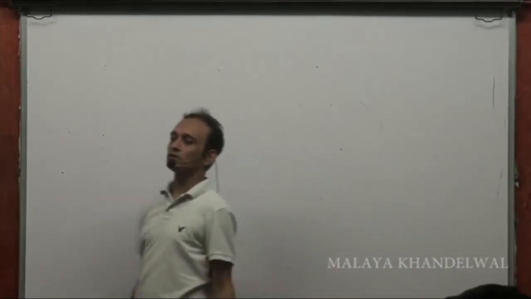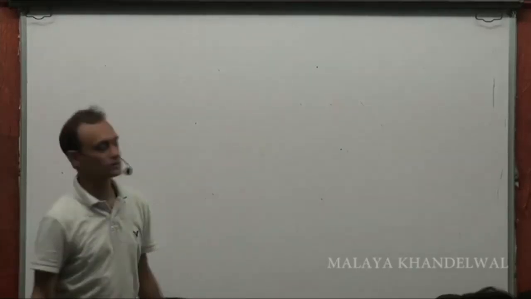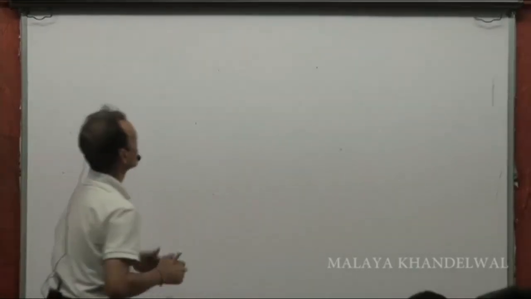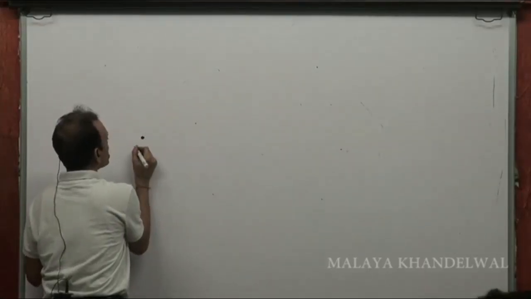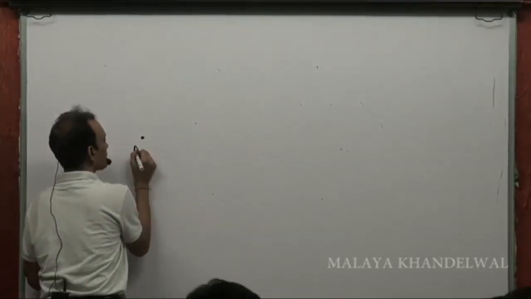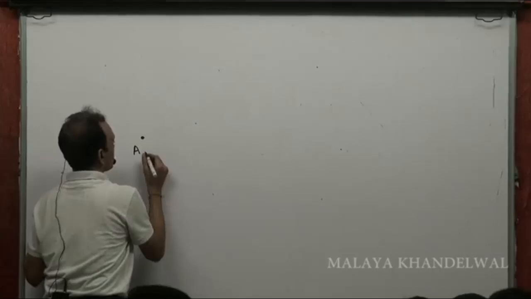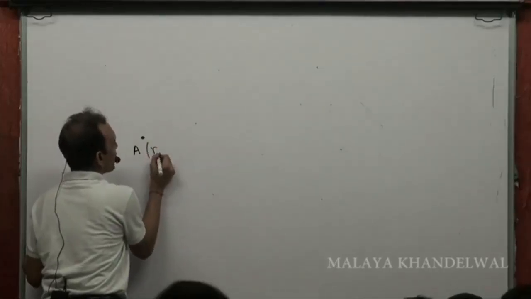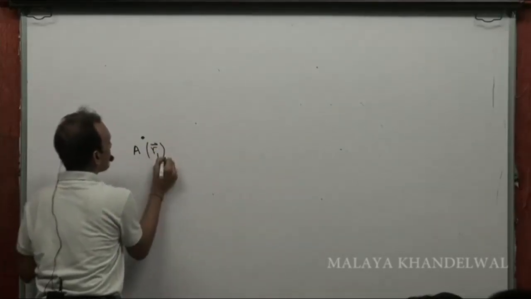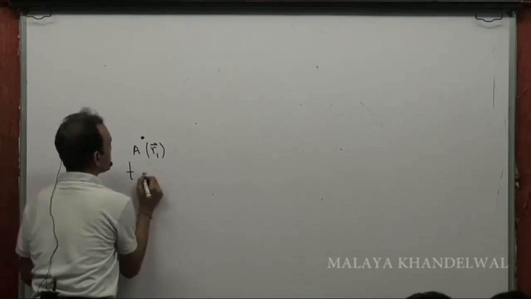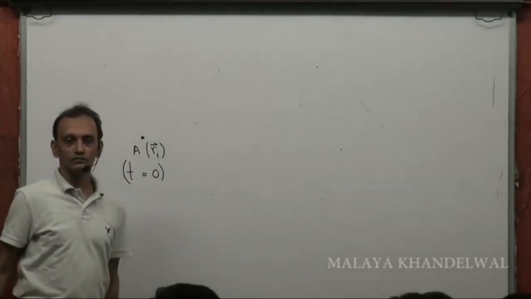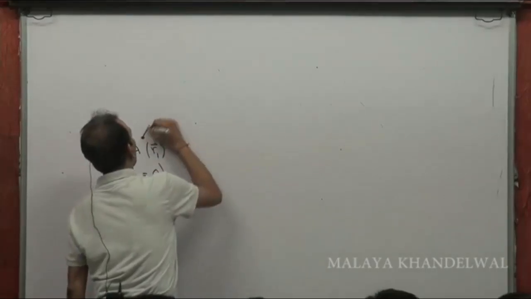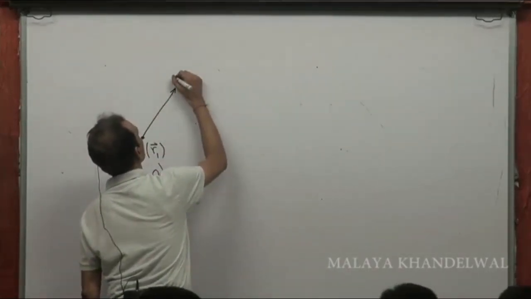Now, see another situation related to relative velocities. Say there is a particle A, and at time t equal to 0, its position vector is r1. Right? And it has a velocity v1 like this.